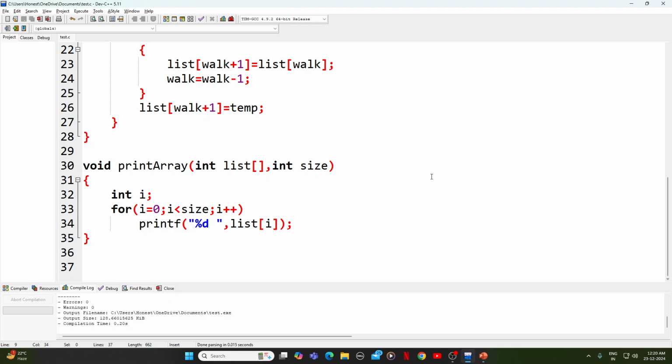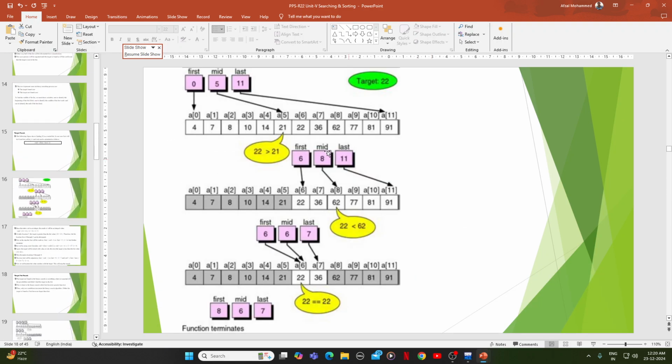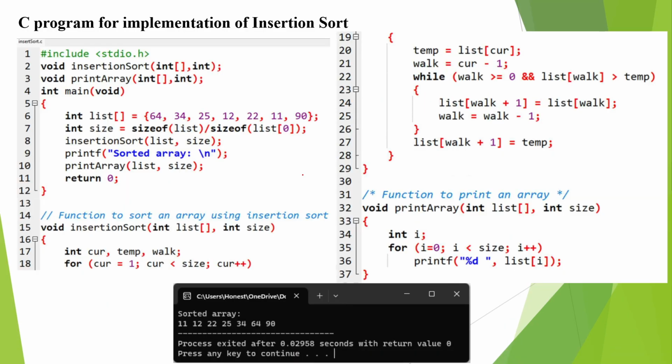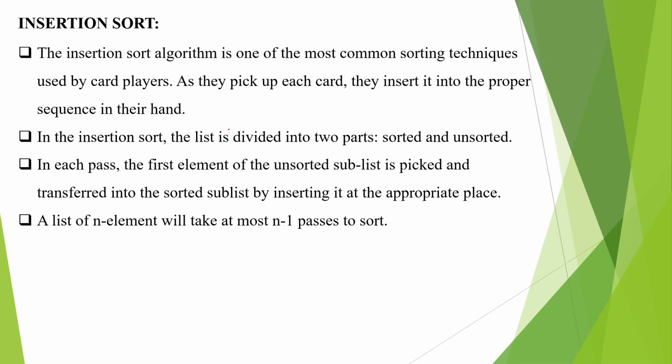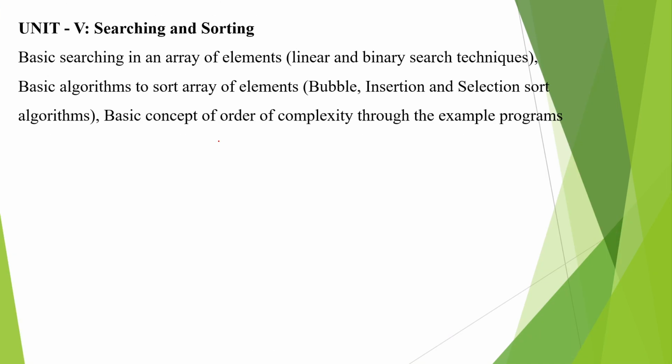There are some topics still due in your fifth unit. They are the asymptotic notations, that is nothing but basic concepts of order of complexity through example programs. I told you, here we need to discuss the performance analysis, which we will do in our next class. With that we conclude your fifth unit. Thank you very much students.